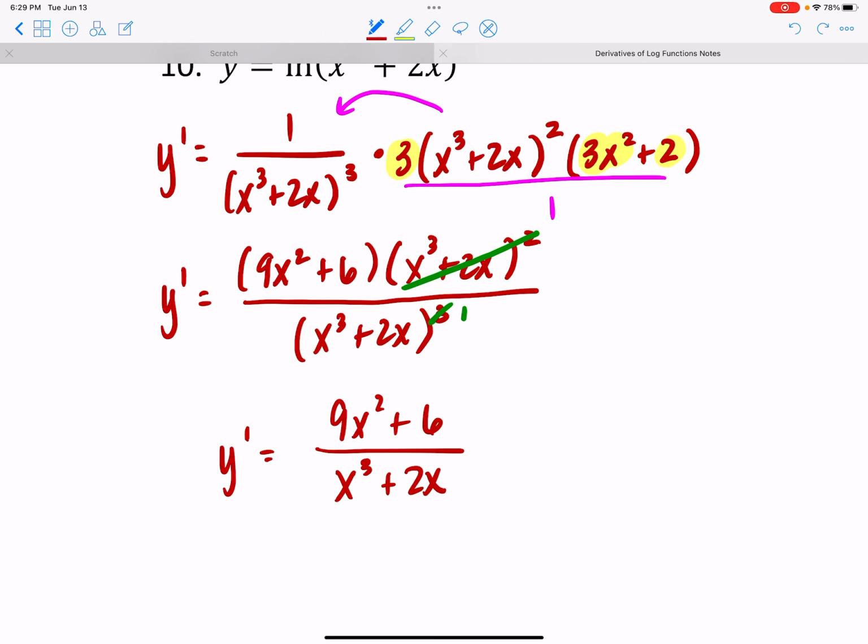Alright, let's look at one more. We're going to use a quotient rule on this one. This time it's a common logarithm, but hopefully it's clear that it's a quotient because we have a log function up here, and then a different function, a linear one, on the bottom. So I'm going to call this f, I'm going to call this g.